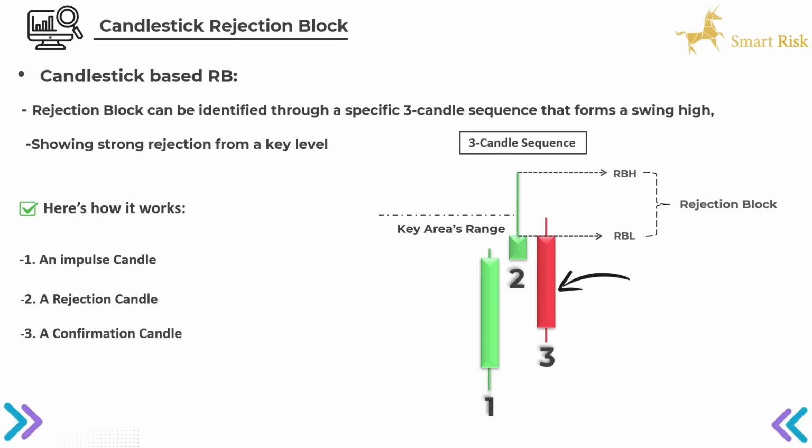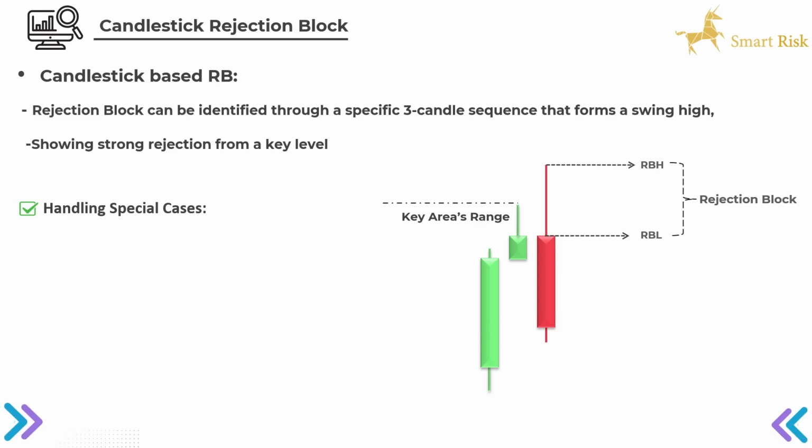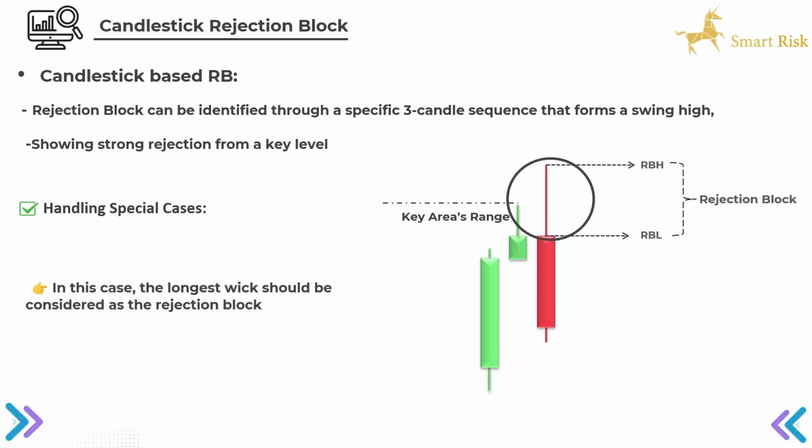Once all these conditions are met, the entire upper wick of the middle candle becomes our bearish rejection block. The same concept applies in a bearish scenario, where the three-candle sequence forms a swing low instead. In some situations, the confirmation candle's wick may be longer than the rejection candle's wick. In this case, the longest wick should be considered the rejection block.